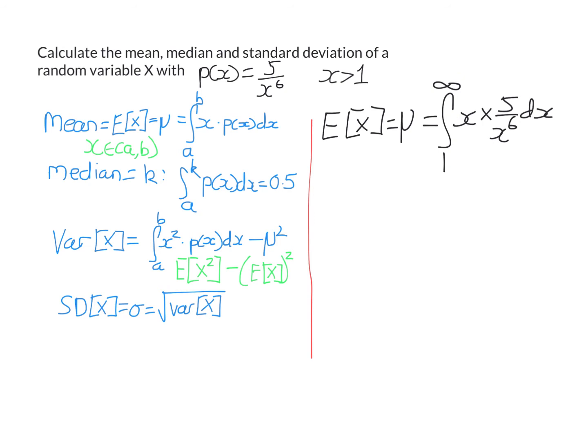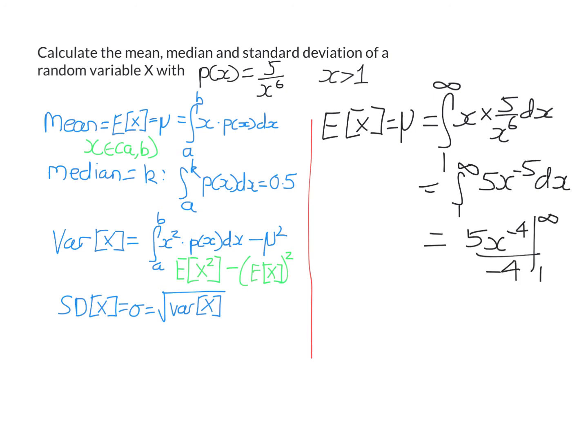So to make this a bit simpler, note x divided by x to the power of 6 is x to the power of negative 5. So this is the integral from 1 to infinity of 5x to the power of minus 5. So what I'm going to do is increase the power by 1, divide by that new power, and I'm going to integrate that between 1 and infinity.